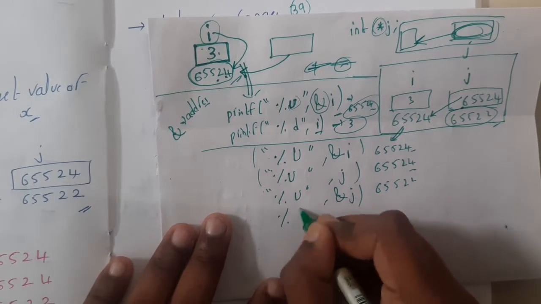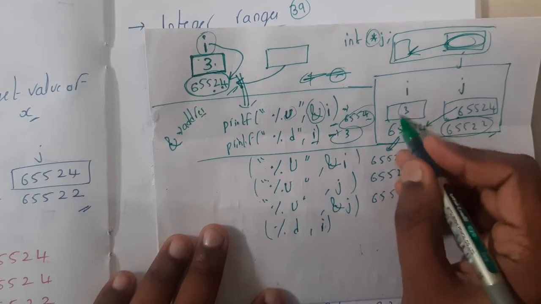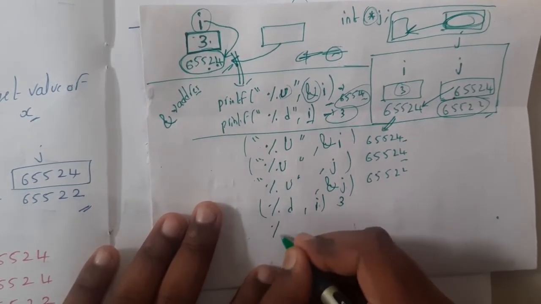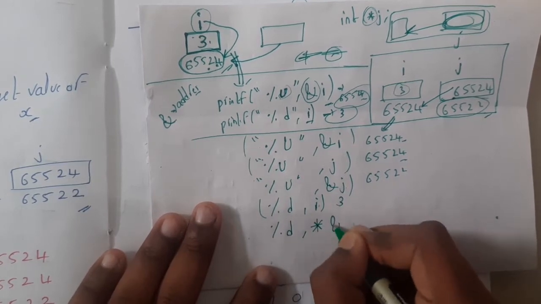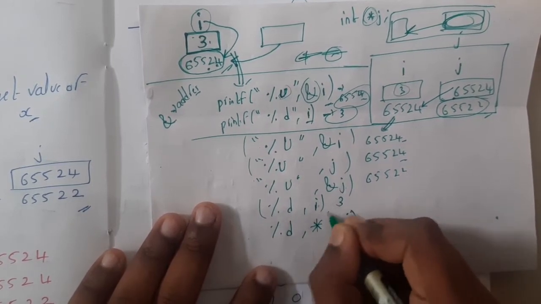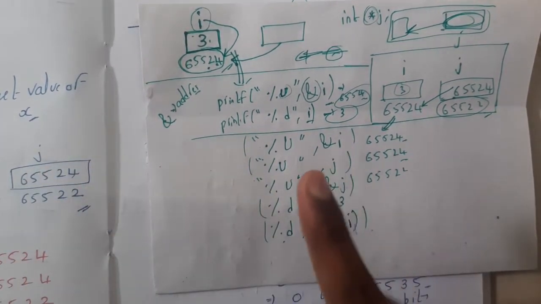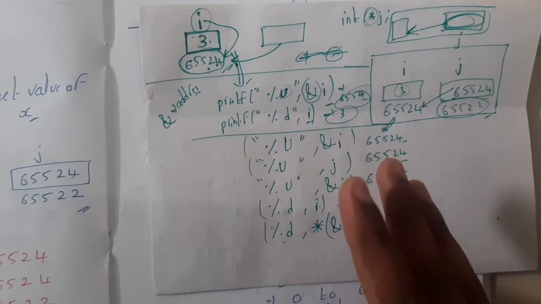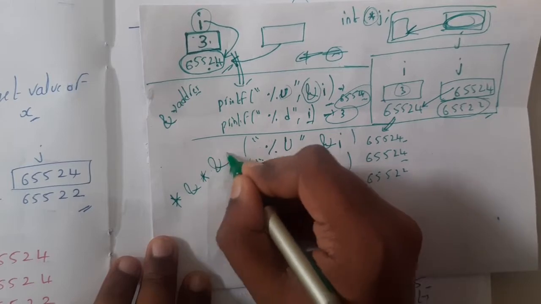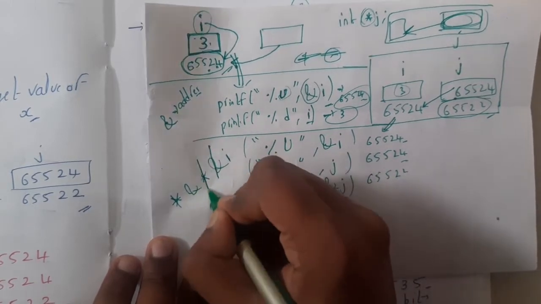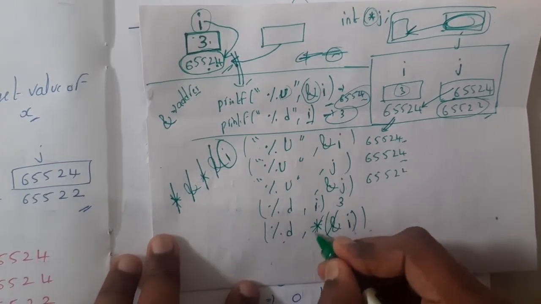Similarly, %d, i. What is the value of i? It is nothing but 3, so 3 will be printed. Similarly, %d, star address of i. This might be a bit confusing for some people, but it's really easy, guys. Remember, star and ampersand are opposites. If you have star ampersand i, this ampersand will cancel the star, and you will get the output i. So here also you will directly get the output i.